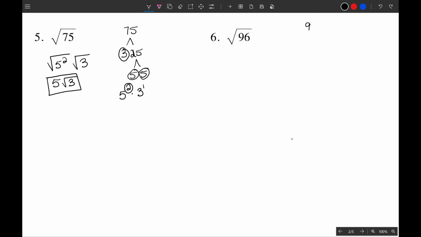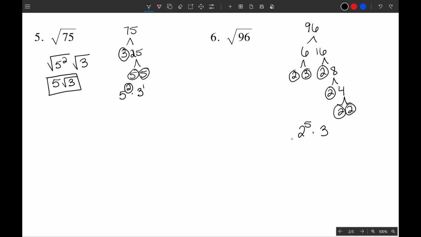All right, so for 96, I know that 96 is 6 times 16. 6 is 2 times 3. 16 is 2 times 8. 8 is 2 times 4. And 4 is 2 times 2. So I have 1, 2, 3, 4, 5 2s and a single 3.